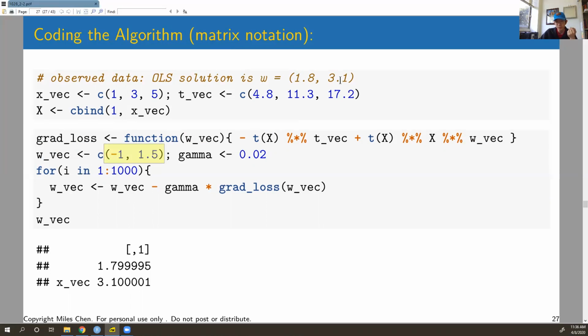That is very different from the true solution, where the intercept should be 1.8 and the slope should be 3.1. So I start off with the w vector having an intercept of -1 and a slope of 1.5. I use gamma equal to 0.02, and I run 1,000 iterations of this, which is kind of a lot. And so I start off at -1, 1.5.